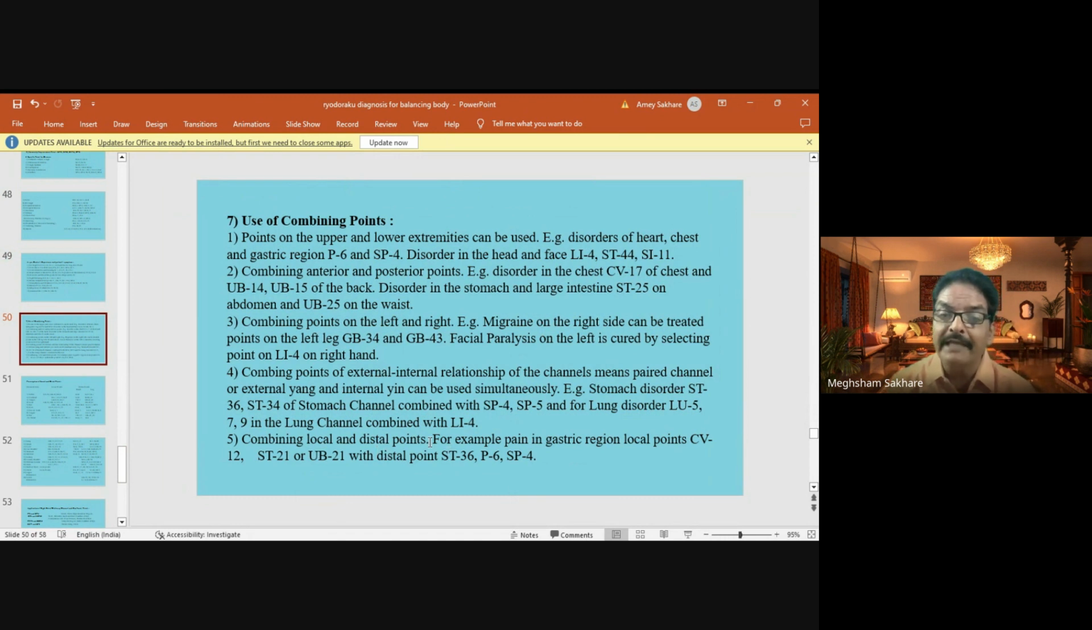Combine local and distal points. For example, for pain in the gastric region, the local points are CV12, Stomach 21, and UB21 on the backside, with the distal points Stomach 36, P6 and SP4.